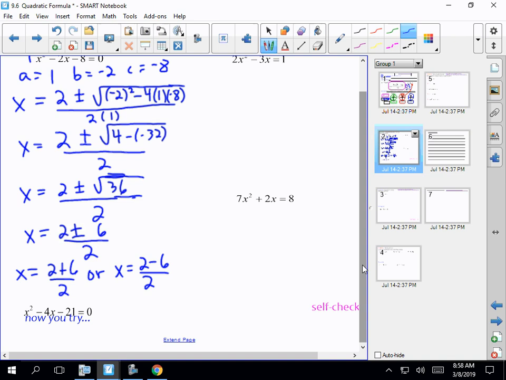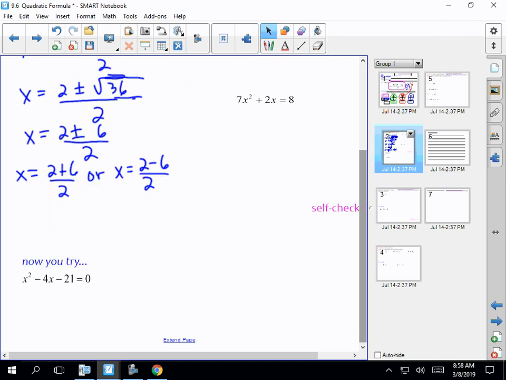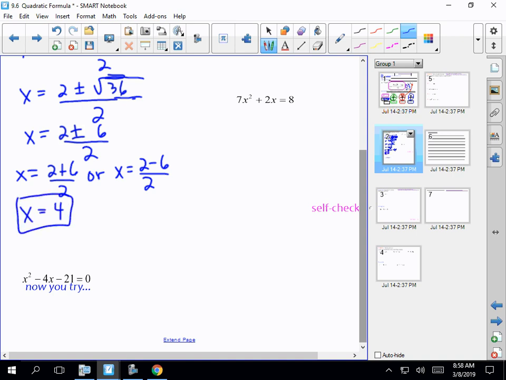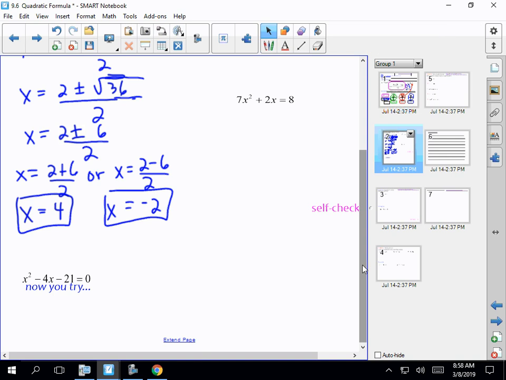And then 2 plus 6 is 8. 8 over 2 is 4, so there's one solution. 2 minus 6 is negative 4. Negative 4 over 2 is negative 2. There's the other solution. So we could have factored it in the beginning. When I get two rational solutions, that means we could have factored it.